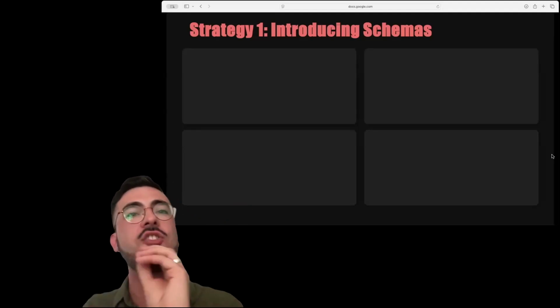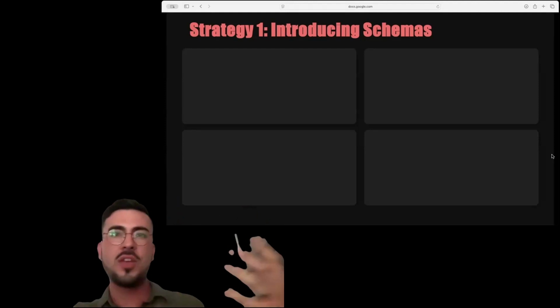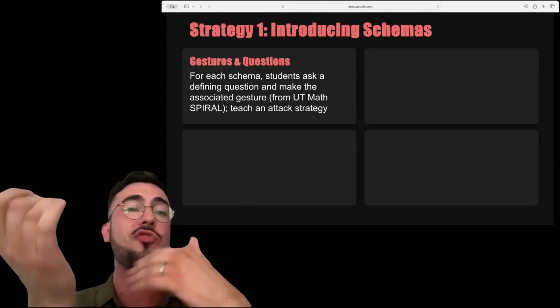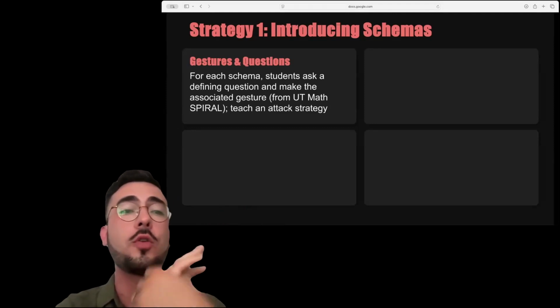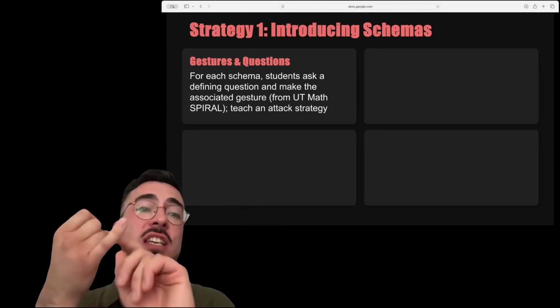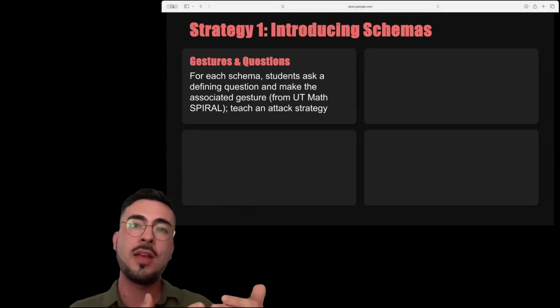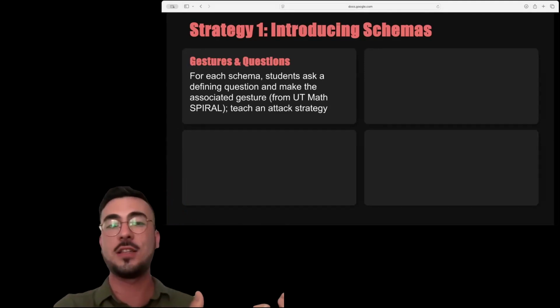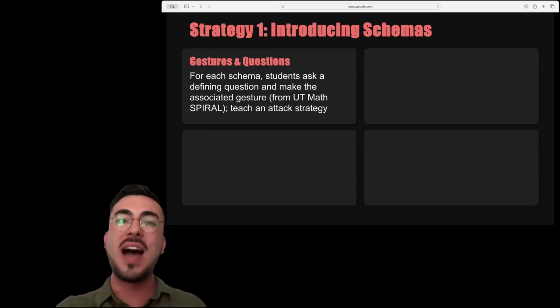The first strategy is just introducing the schemas with an eye towards cognitive science. So the first thing that I do, and this is drawn from Sarah Powell and her work with UT Math Spiral and Catherine Berry as well: for each schema, students ask a defining question and they've got a gesture. They've got something they do with their hands while they ask the question, which is just a great little mind-body strategy that helps them build that memory.